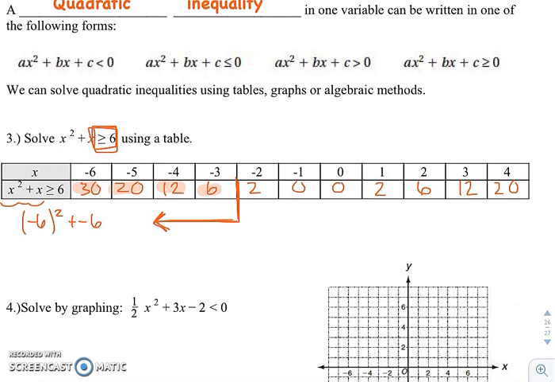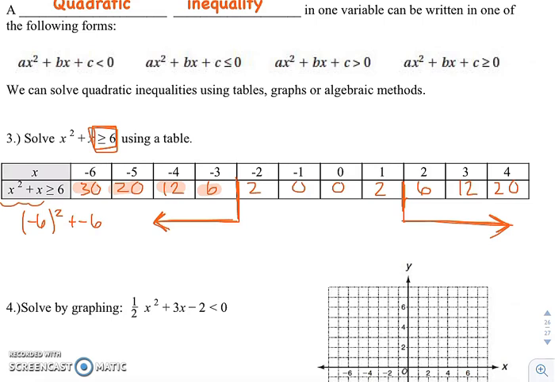So what about to the right? Like -1 gets you 0, that's not greater than or equal to 6. 1 gets you 2, that's not greater than or equal to 6. But 2, when you plug that in, gets you 6. So from 2 and up, if you were to keep plugging in numbers, they would give you a value greater than or equal to 6. So we can say that the solution is sort of to the left and the right.